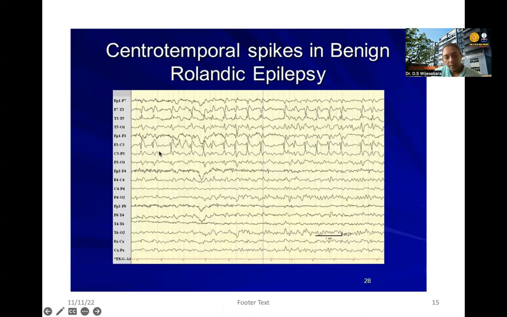And centrotemporal spikes in benign Rolandic epilepsy, that's another pattern where you see the temporal and the central areas and the frontal areas have spikes mainly on one side. The other side only has propagated changes or maybe is normal.